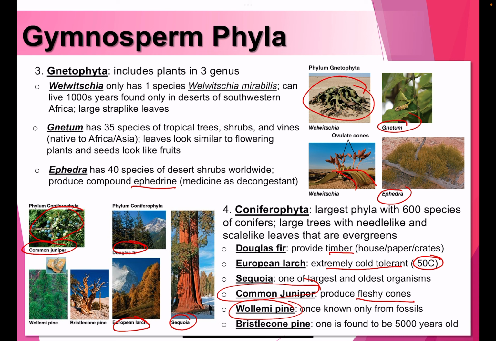And last but not least, you have bristlecone pine, also a very cool tree that usually lives in the desert area and is found to be 5,000 years old. So again, it's one of those oldest living types of trees around that can live for that long.